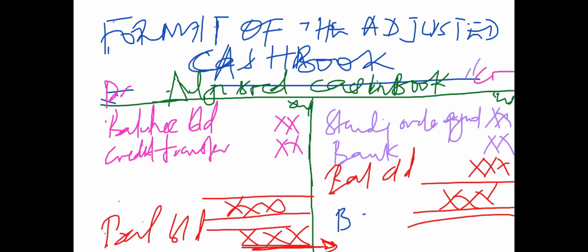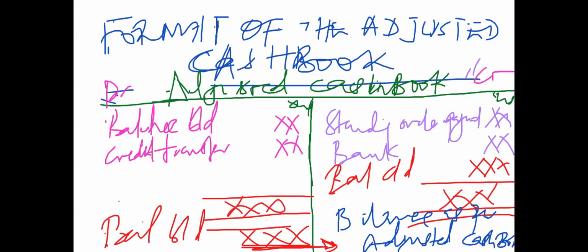Balance as per adjusted cash book. Is the balance as per the adjusted cash book. So that's the balance that we shall take to our bank reconciliation statement. So that same balance, we are going to use it to start our bank reconciliation statement. And that's basically the format of the adjusted cash book. Now, let us look at the format of the bank reconciliation statement as well.